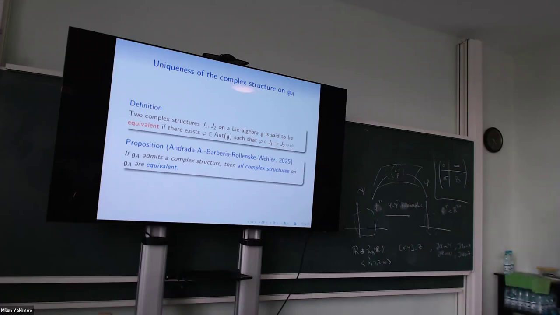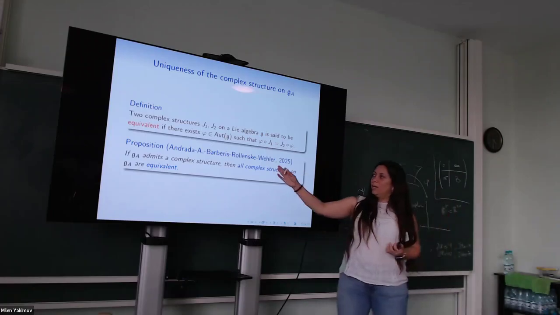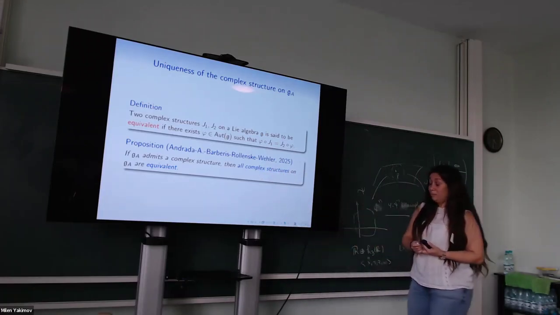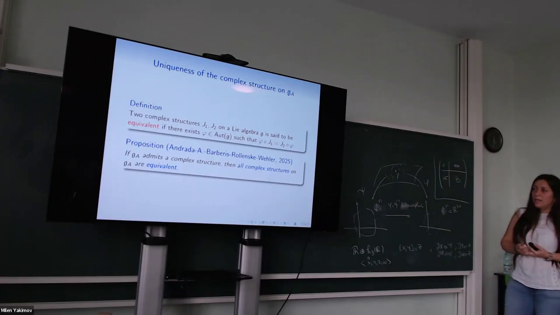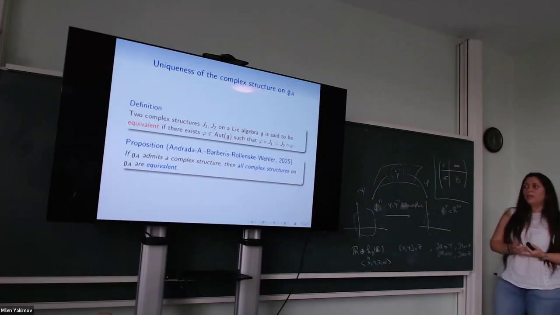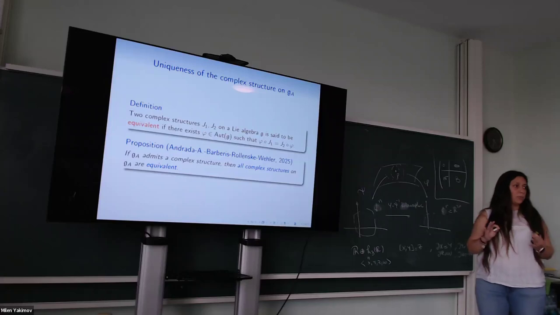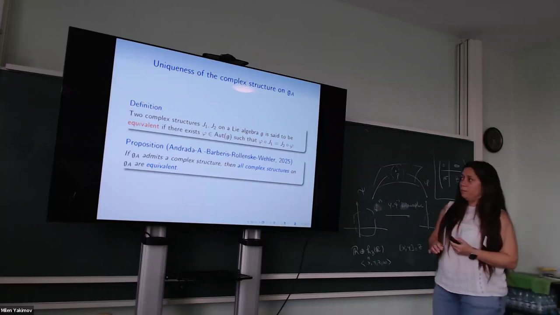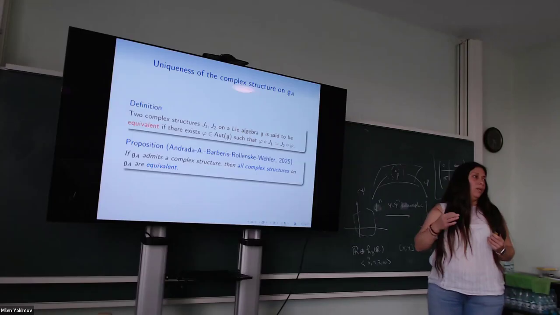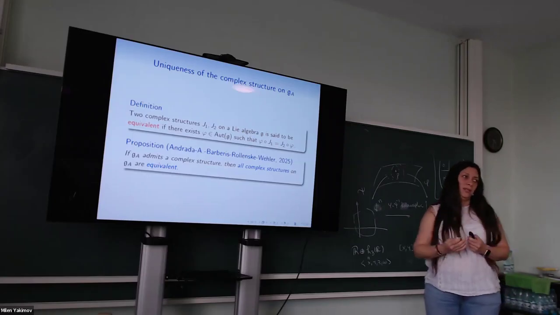And the first result that we proved with people working in Marburg is that if one of these Lie algebras admits a complex structure, all of them are equivalent. So up to equivalence, there is just one complex structure. Just one. The one that you can see in the proof of the theorem.